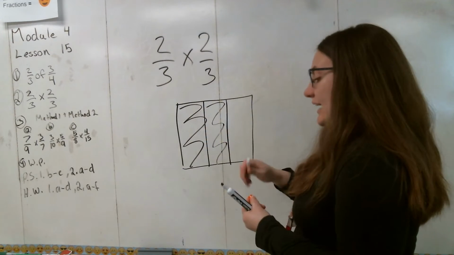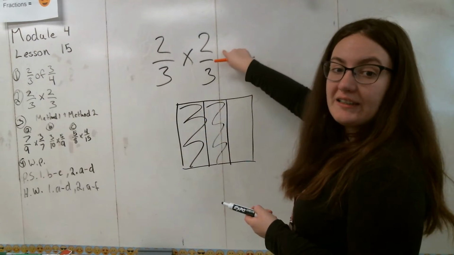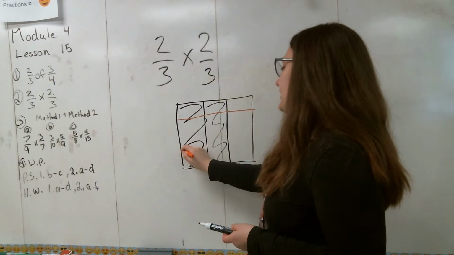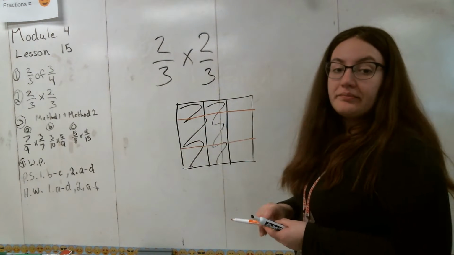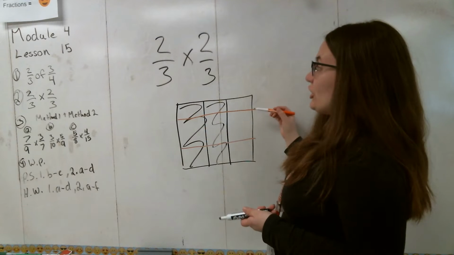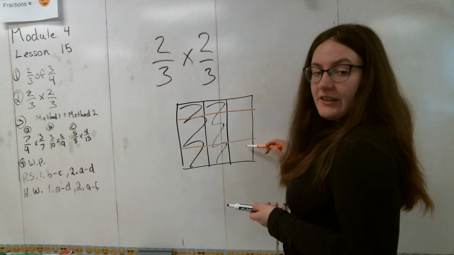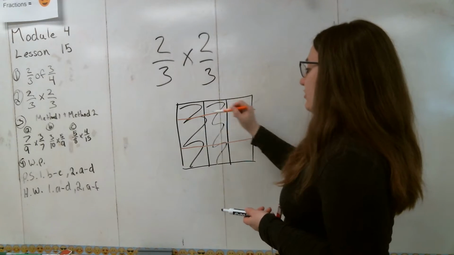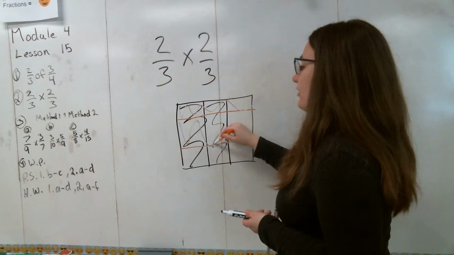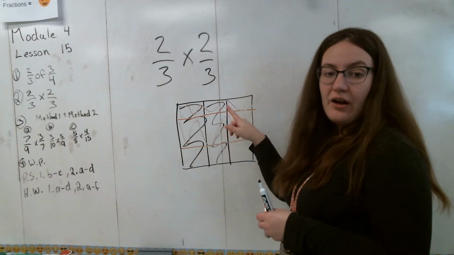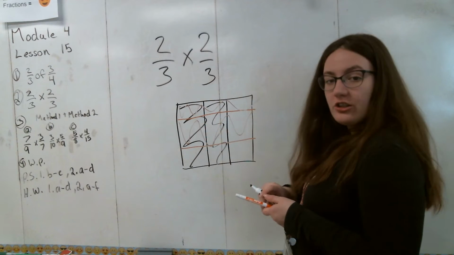And then horizontally, I need to show 2/3 again. So this way, I'm going to cut it into thirds again. And then I need to shade in 2 of those 3 pieces. So I have 1/3, 2/3, 3/3. I only need these 2 shaded in. So I go across like this. And then I just need to count the boxes that have overlapped shading, or the 2 colors.